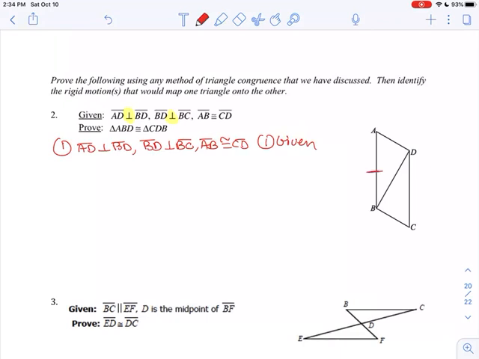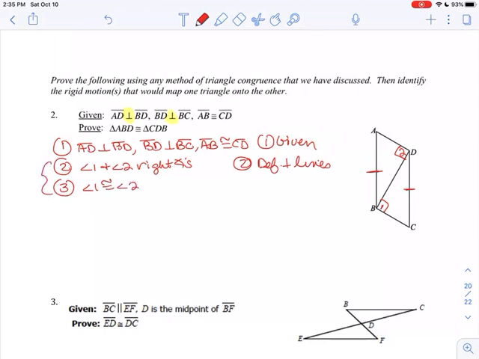We're going to talk about those perpendicular lines because obviously the perpendicular lines form right angles. I have AB is congruent to CD, and I have BD is perpendicular to BC, so that makes this angle a right angle. And I have BD is perpendicular to AD up here, so that's a right angle also. So let's say angle 1 and angle 2 are right angles. I know that because perpendicular lines form right angles, or definition of perpendicular lines.